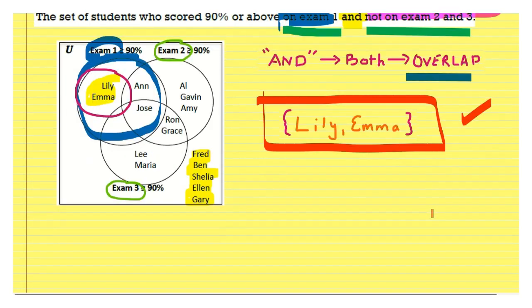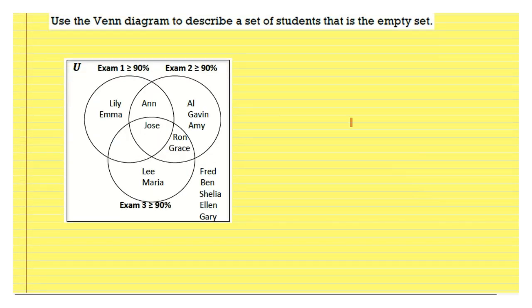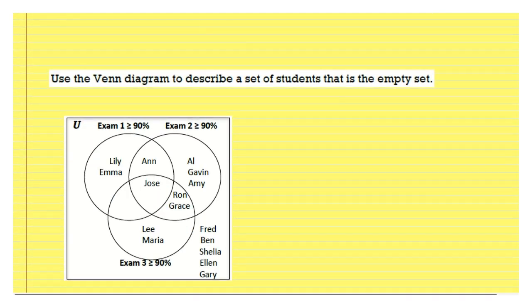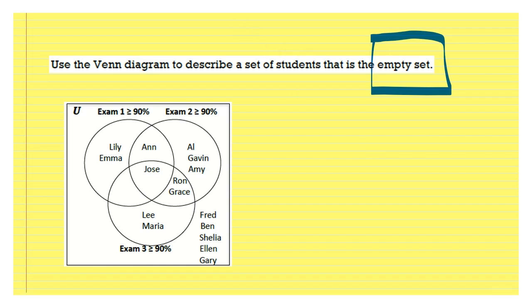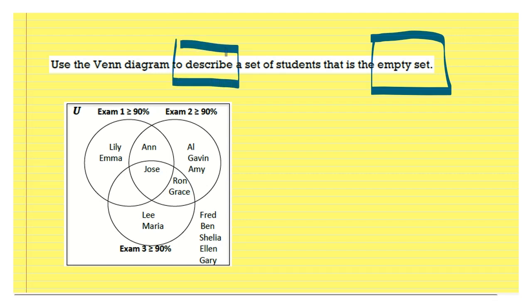Okay. So the next one says that we are going to use the Venn diagram to describe a set of students that is the empty set. But this one's a little bit different. They actually don't want the set. They want us to describe the set of students that is the empty set.